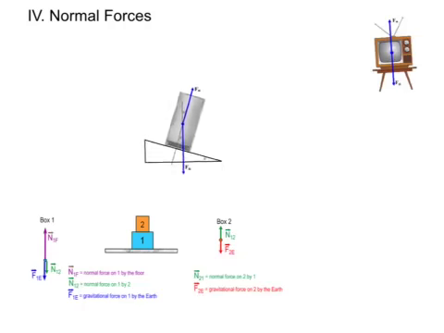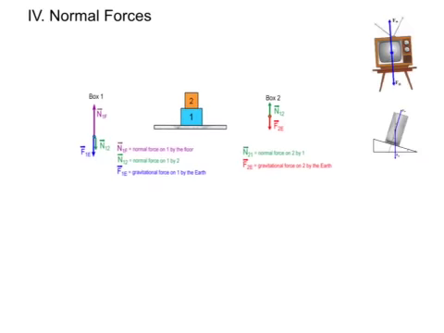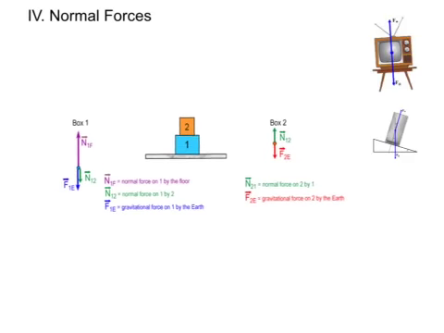So now let's look at when we have, say, two objects on a surface. Here we've got two boxes, box 1 and box 2, sitting on this surface. We're going to look at the forces on each box. Box 1 has its weight force from Earth's gravitational field. It has a normal force acting on it from the surface. And then it also has a normal force from box 2 upon it.